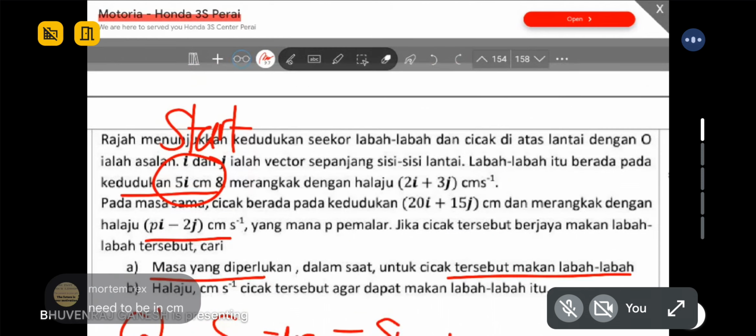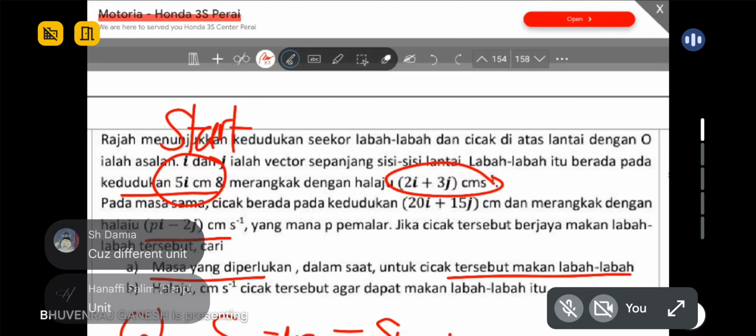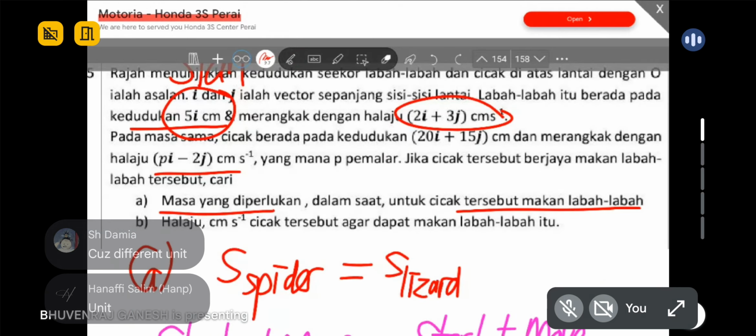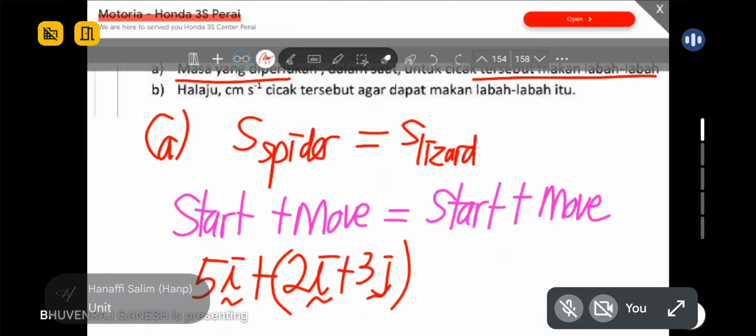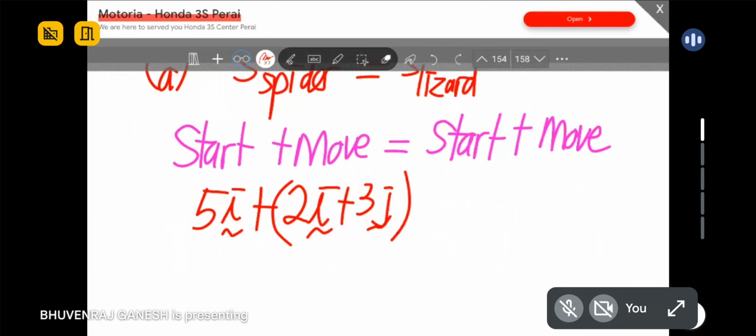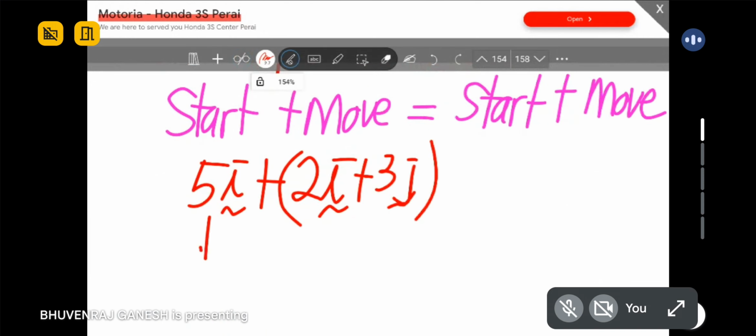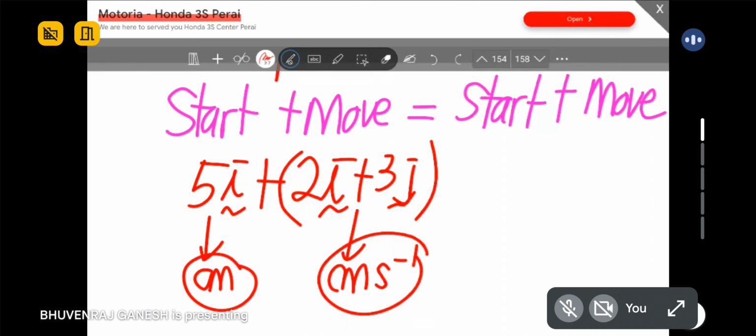Kenapa tak boleh tambah? The 5i and 2i plus 3j. Yes, very good. Because different unit, very good, Damia. You need to be in cm. Yes, very good. Okay, so you must notice this one is actually cm. This one is cm per second. So guys, dua unit yang berbeza boleh tambah tak? Confirm cannot, guys. You cannot plus 2 unit that is different.